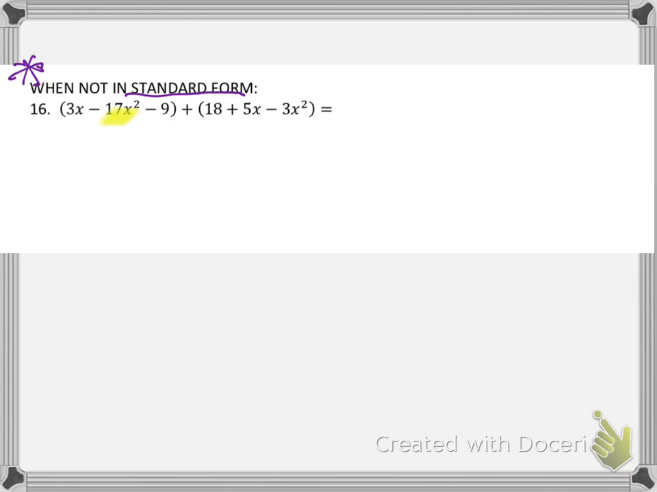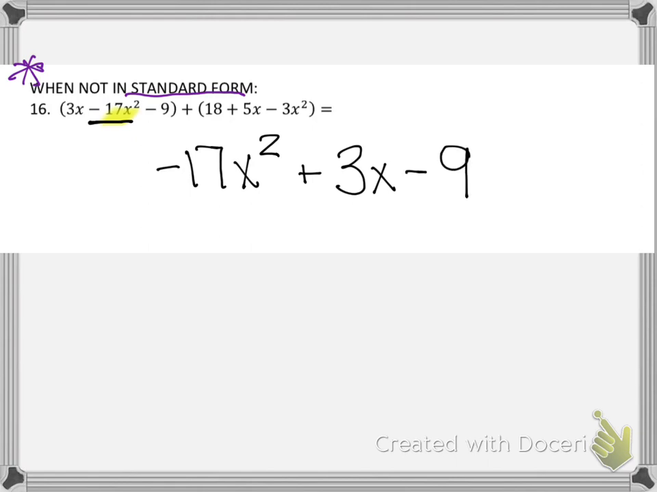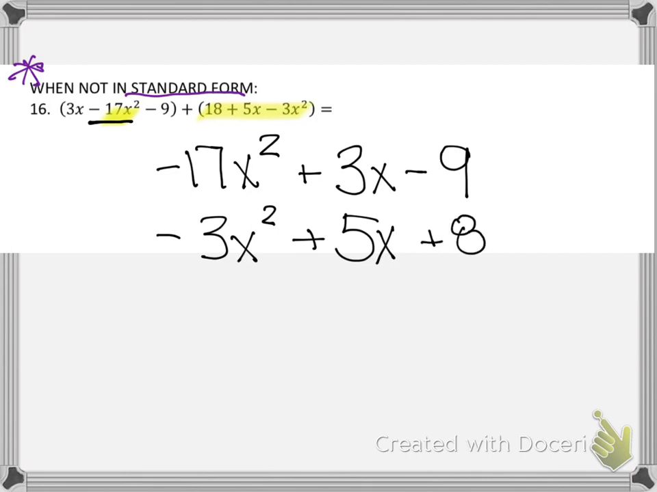So let's go ahead and rewrite this first polynomial. Remember that minus sticks with the number that it's in front of. So I'm going to rewrite that first polynomial as negative 17x to the second power plus 3x is going to come next minus 9. That's my first polynomial. My second polynomial, I'm also going to rewrite in standard form. I have to make sure the columns line up, that the x's match. So I have negative 3x squared plus 5x is going to be in the second column plus 18 is in my third column.